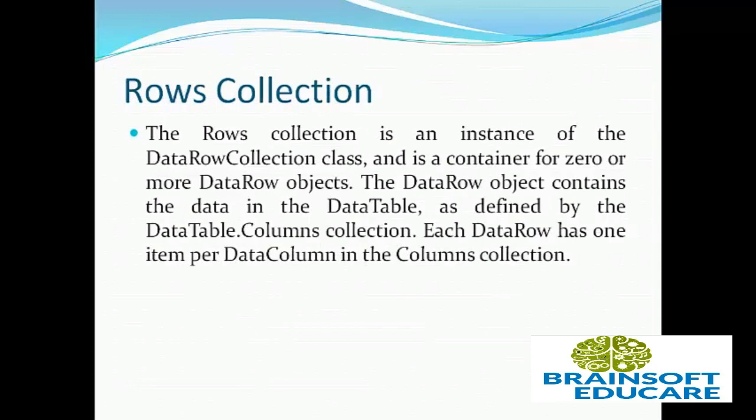Now let's see the row collection. The row collection is an instance of the DataRowCollection class and is a container for zero or more DataRow objects. The DataRow object contains the data in the data table as defined by the DataTable.Columns collection. Each data row has one item per data column in the column collection. So this is about the row collection.